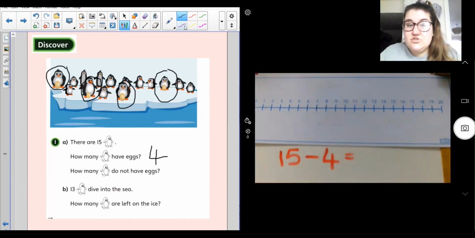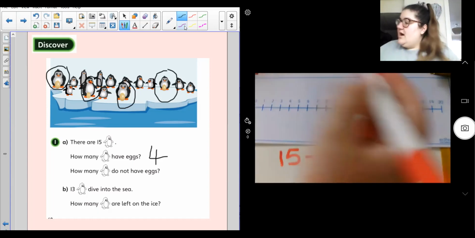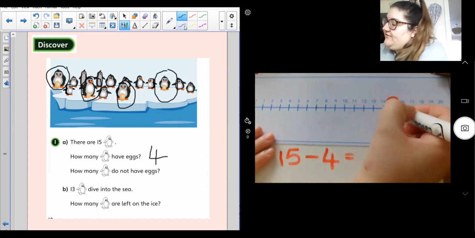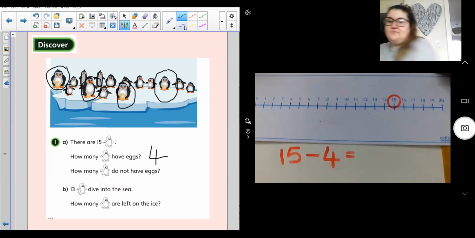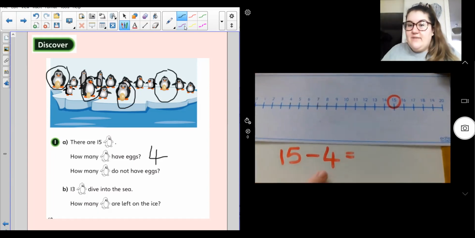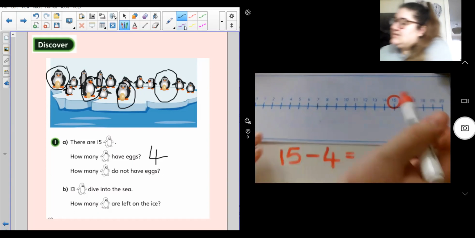So I'm going to just count back. I'm going to use the strategy we've used before of counting back. I'm going to start with the whole, and I'm going to take away the part. So I'm going to start with the whole, which is 15. We had 15 penguins all together, okay? And 4 of them have got eggs, so I'm going to take away 4.